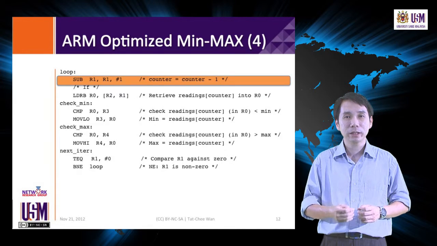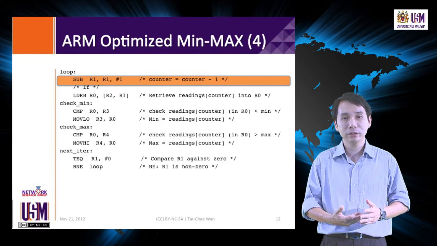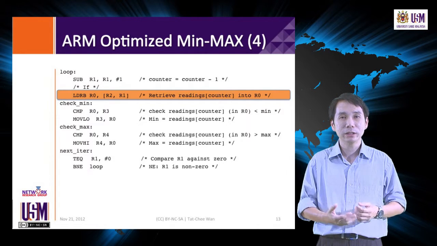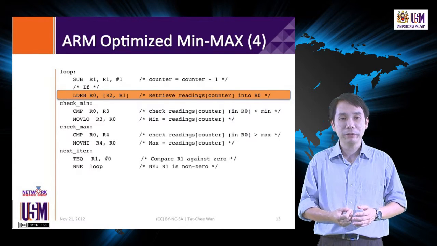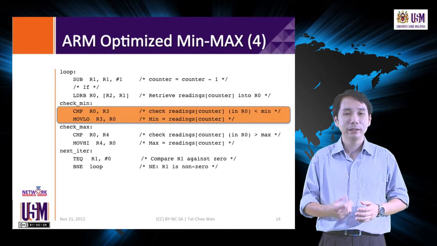Next, we will look at the loop structure itself. The first instruction in the loop is to subtract 1 from the value of R1, which is the counter. So from being a counter, this will become an index into the array, and we use the index address mode where we use R2 as the base register and R1 as an index into the array to retrieve the reading into R0. Next, we will check the value of the reading against the minimum and maximum values.